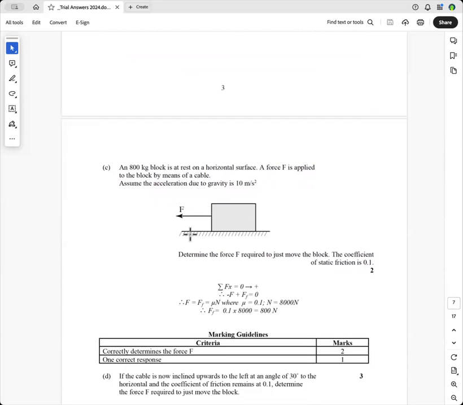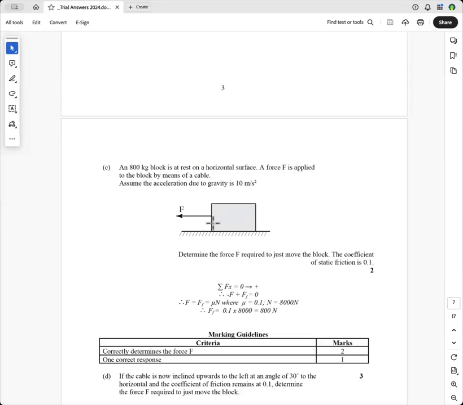You just say you've got a block, 800 kilogram, at rest on a horizontal surface. Force F is applied to the block by means of a cable. Always assume acceleration due to gravity to be 10 meters per second squared. Don't use 9.8, use 10 in engineering. Determine the force F required to just move the block, where the coefficient of static friction is 0.1. This is out of place here, I don't know why.